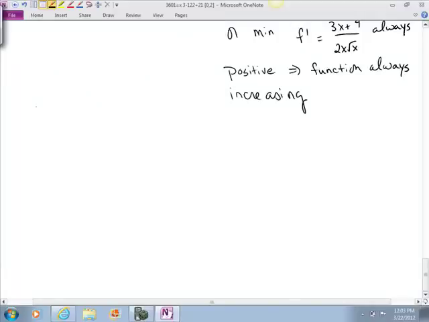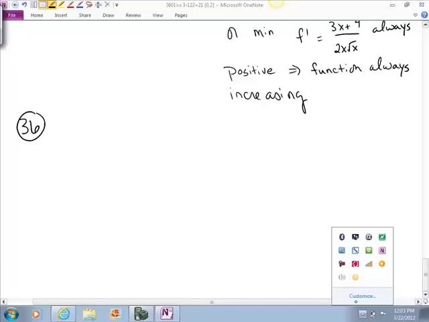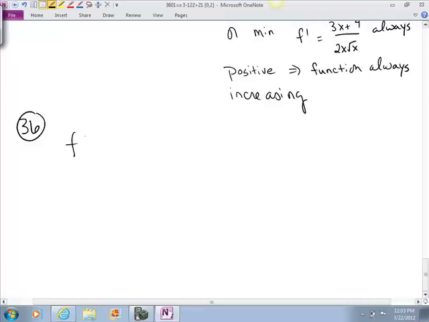So in the same section, number 36 says, f of x is equal to e to the negative x minus 4e to the negative 2x. And on this one, we want to find the critical points and apply the second derivative test. So we'll need the first derivative.